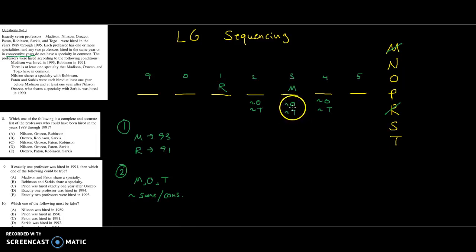Okay, let's look at the third rule. The third rule is that N shares a specialty with Robinson, or with R. Okay, so that just means, like rule 2, N and R can't be in the same space or in a consecutive space. Well, again, we know R has to be here, so that gives us some restrictions on N. I can't put N in the same space, and I also can't put N over here. But we still can't really place anything right now because there are still a lot of spaces where N could be, but that would give us our rule there.